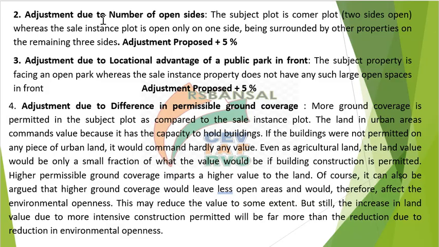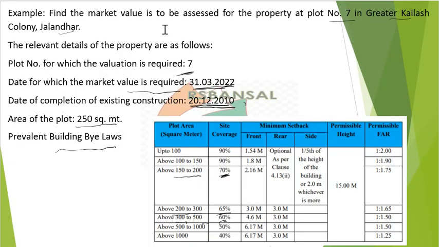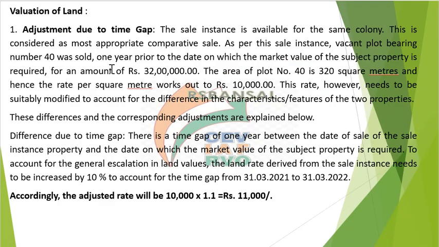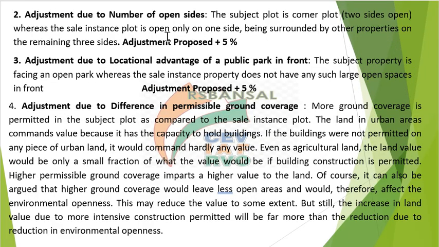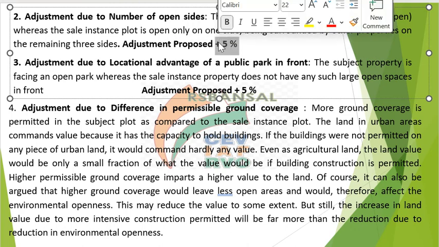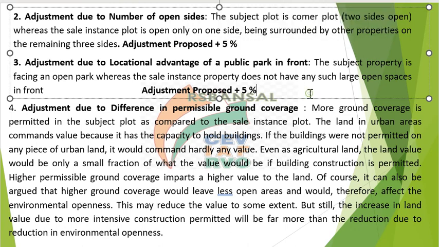Second is adjustment due to number of open sides. See, this plot was single sided. Our plot is a corner plot. So because of this corner plot, we will propose a plus 5% enhancement in rate because of the two-sided plot.